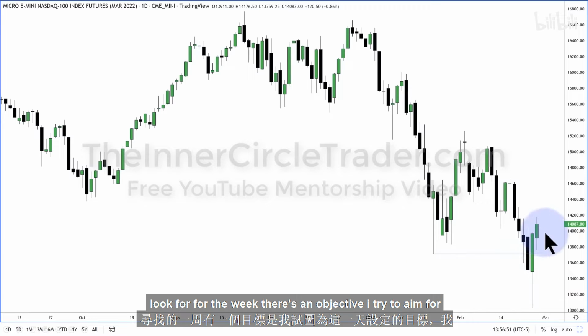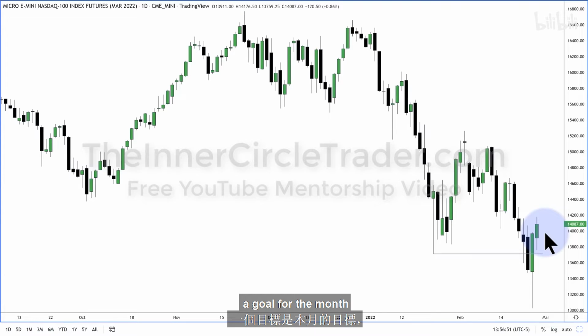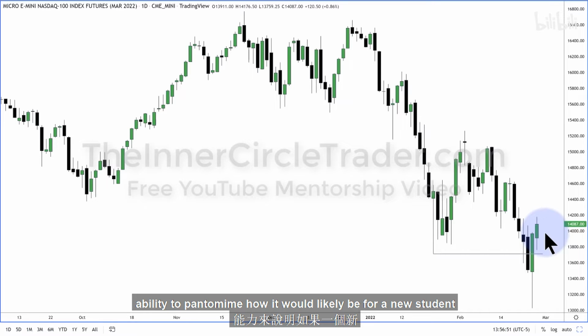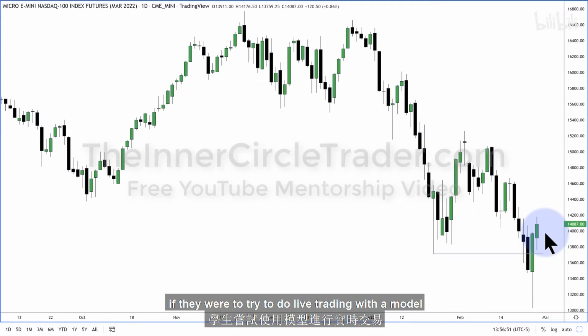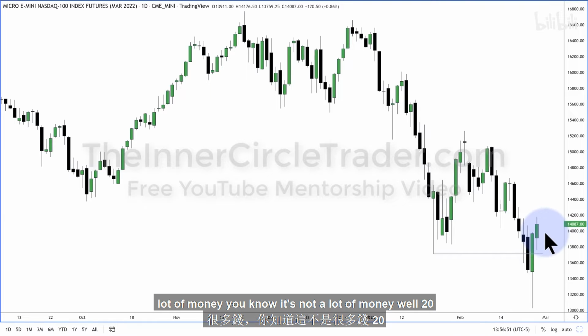So there's an objective I look for the week. There's an objective I try to aim for the day. And there's a goal I'm aiming for the month. So truth be told, the account that I'm showing with TD Ameritrade, I'm trying to illustrate, in my best ability to pantomime, how it would likely be for a new student if they were to try live trading with a model and aiming for 20% per month.